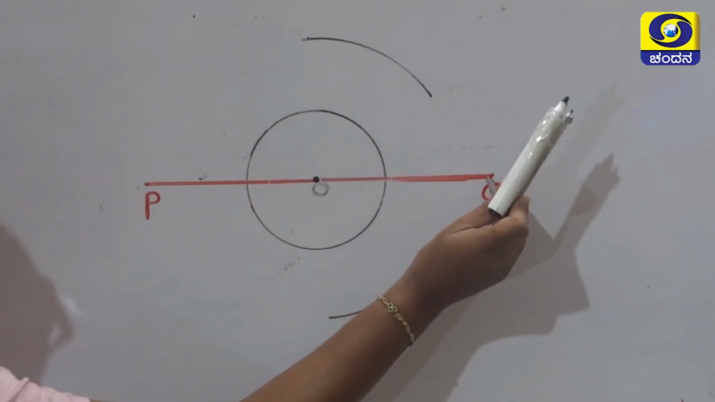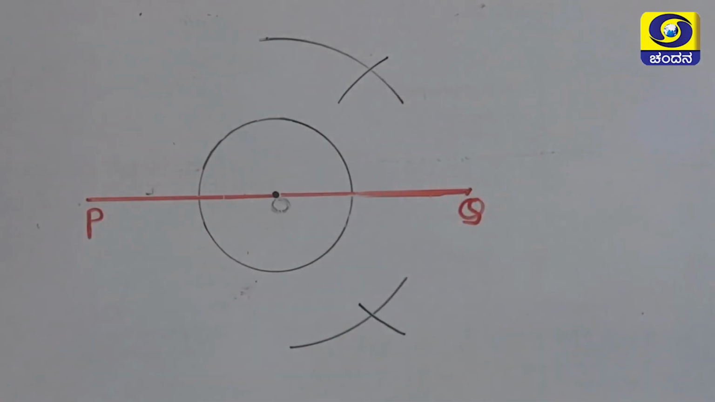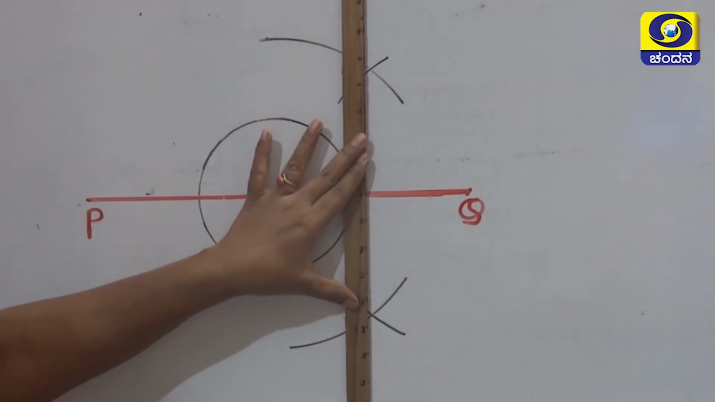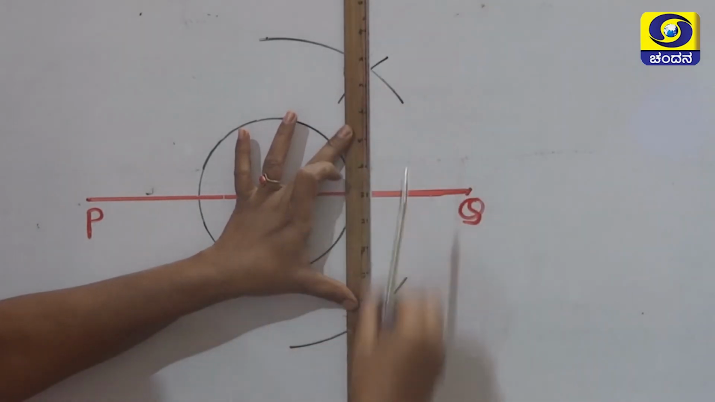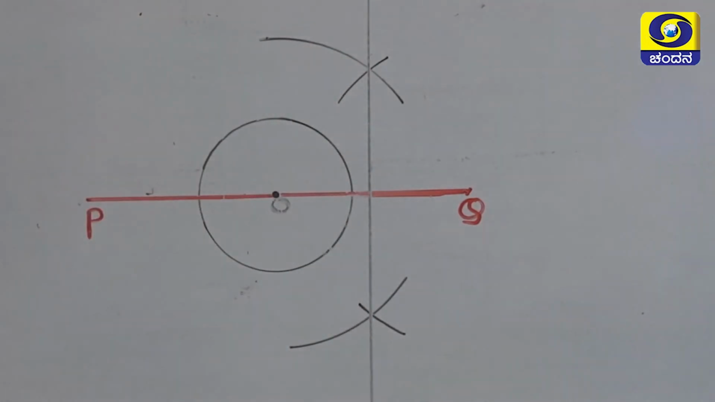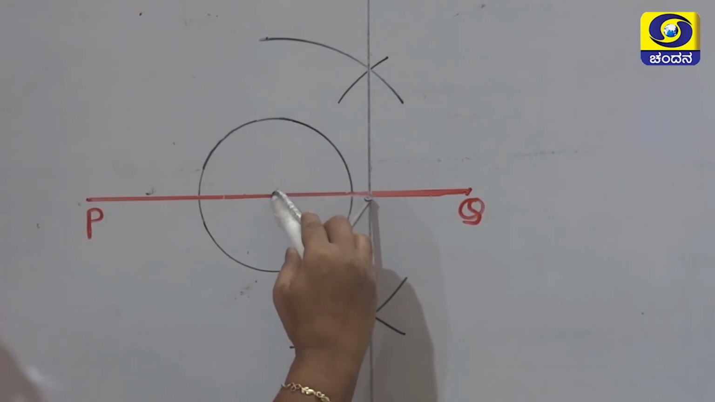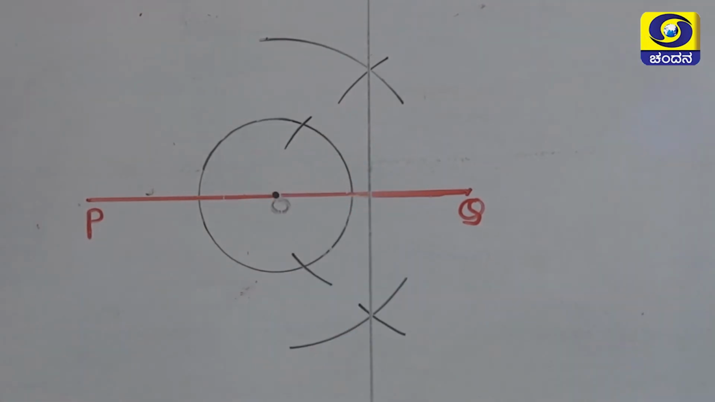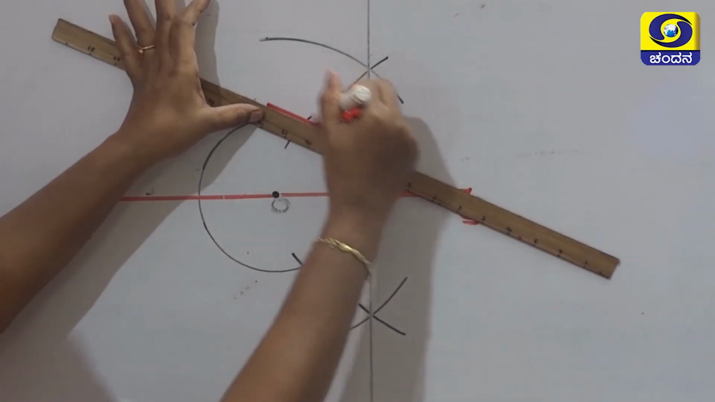Similarly, keep the needle at Q also. Make 2 more arcs. Now, let us join the points of intersection of these arcs. Draw a line passing through these 2 points of intersection of arcs. Now take this distance between the midpoint and the center. Make 2 arcs on this circle. Join the point Q to these arcs, which will give us the tangents.